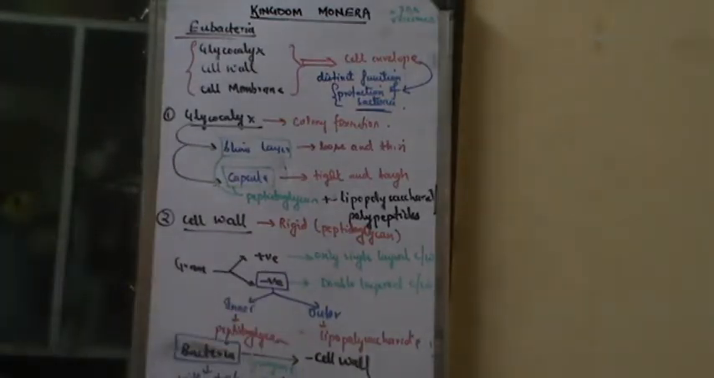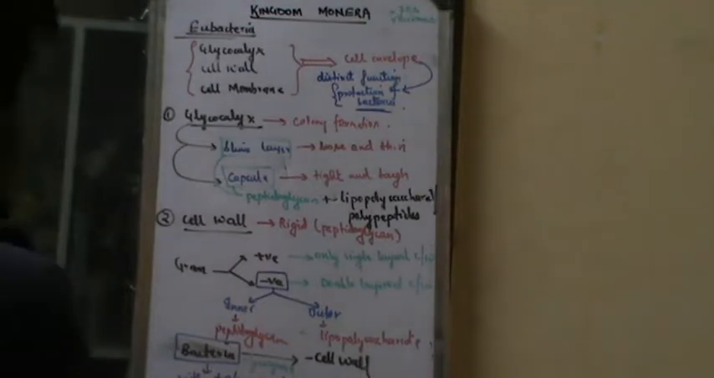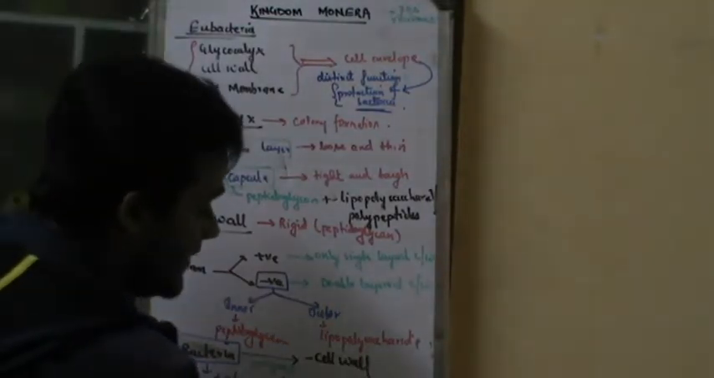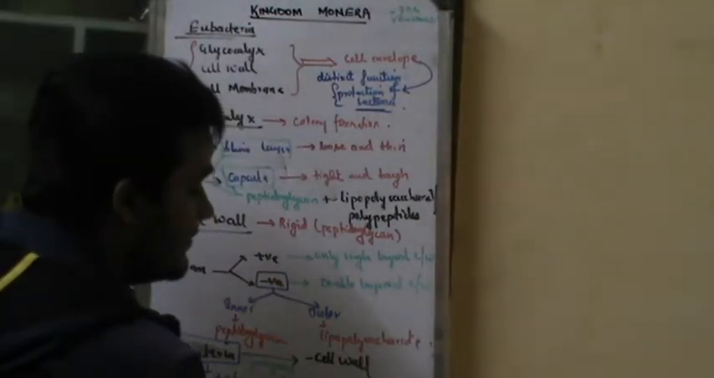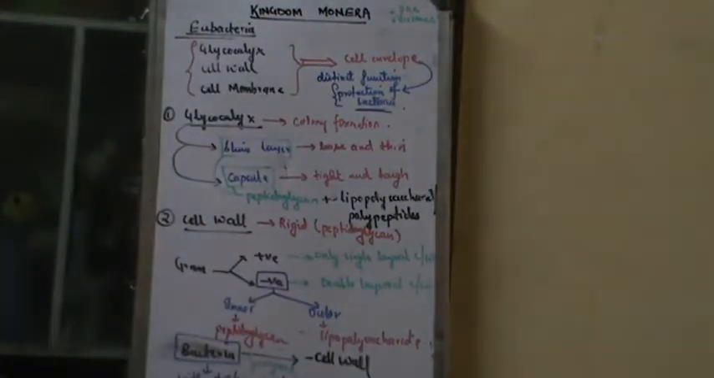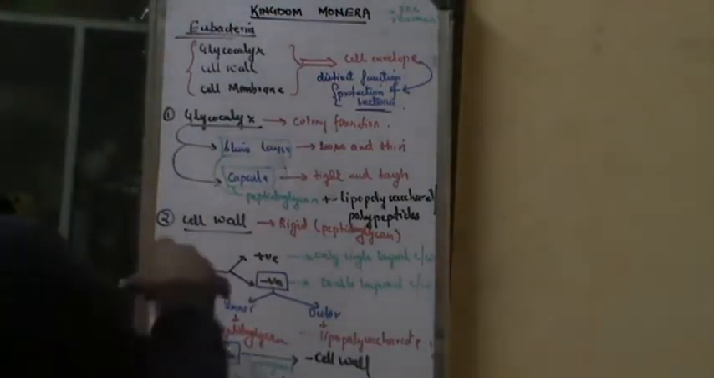So this is important, okay? You should remember, it's even given in NCERT practicals. So it's better if you remember it. Okay, L form means Lister form. Okay, Lister form bacteria, L form bacteria. So it's important. Okay, so this is one thing. Then glycocalyx is done, cell wall is done. Let's discuss cell membrane. That is again important.